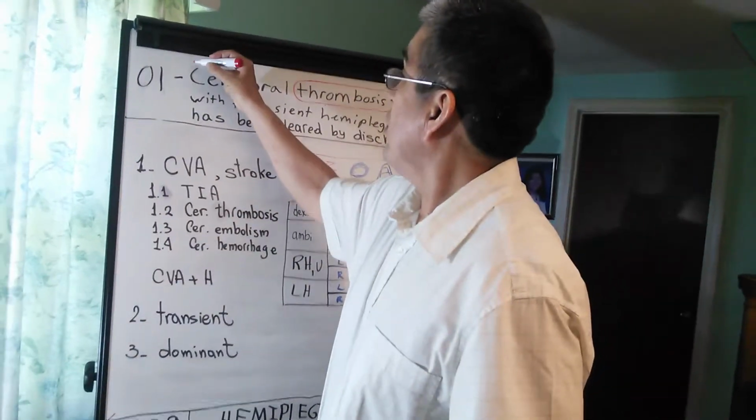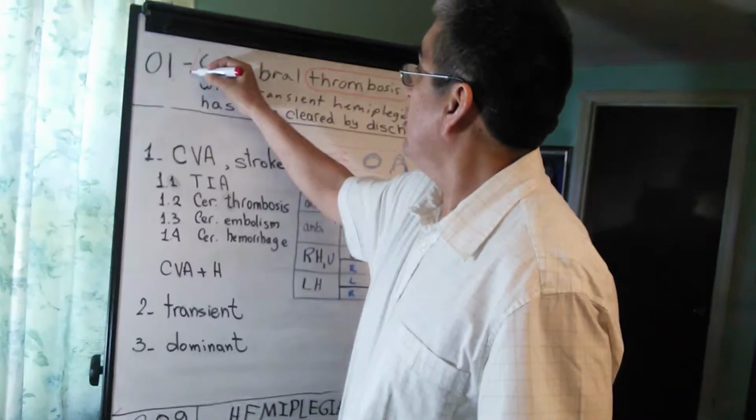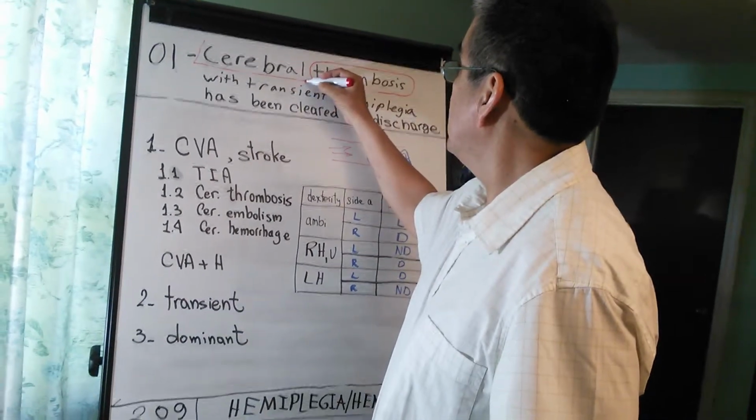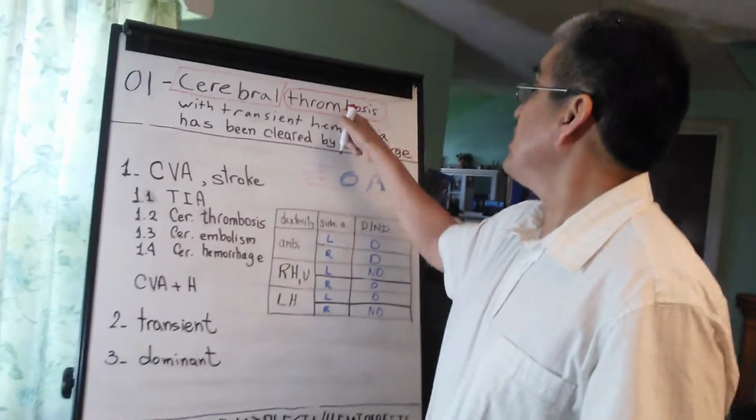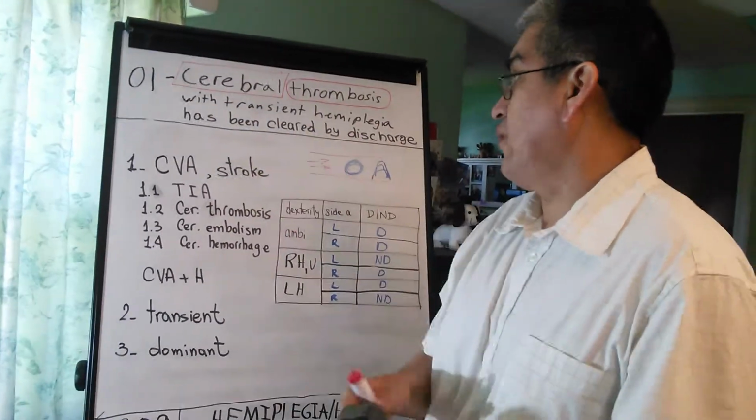So for a keyword, we identify this with a square like this, right? So thrombosis is the main term, and then we go to cerebral.